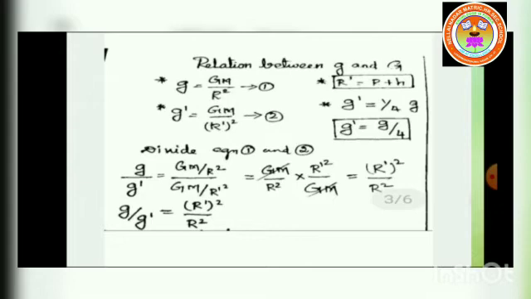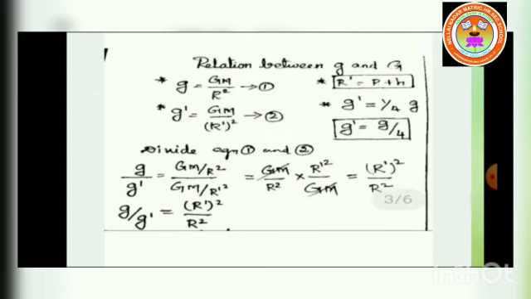g is equal to GM by R square. We have considered earth and other planets. So for the other planet, the formula is g dash is equal to GM by R dash square. So g is equal to GM by R square, equation number 1. g dash is equal to GM by R dash square, equation number 2. From the center of the earth to the other planet, the radius R dash is equal to R plus h.